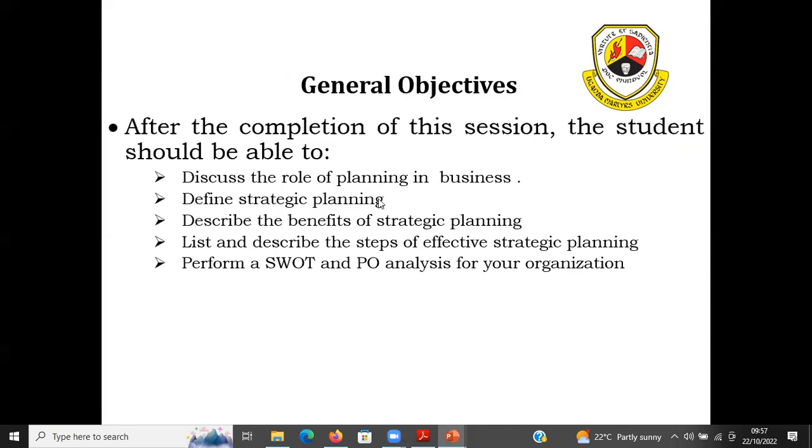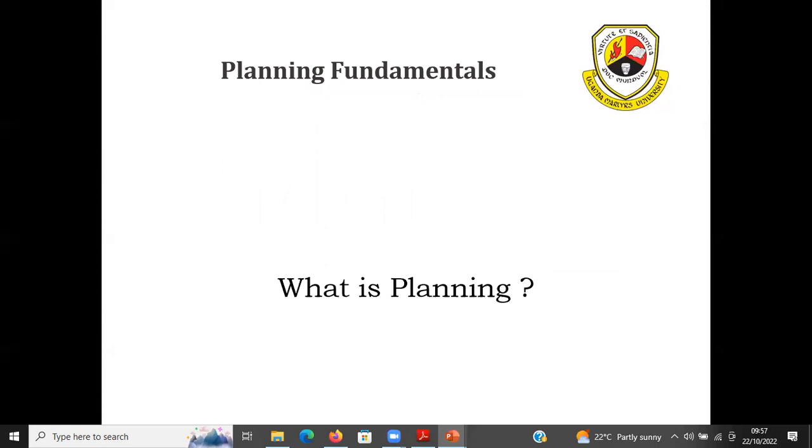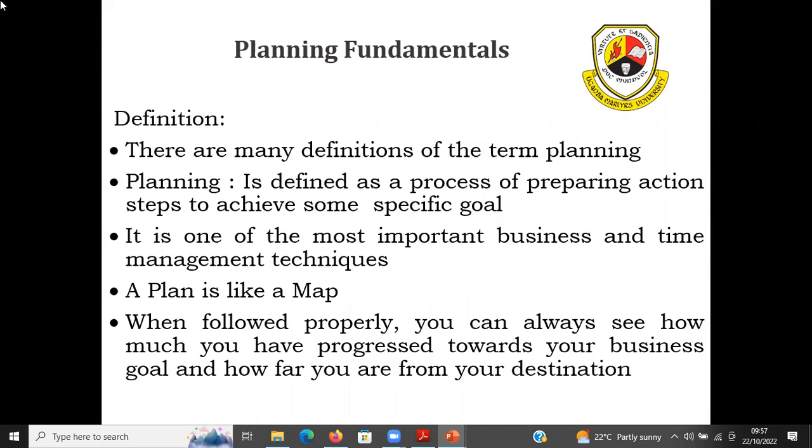Okay. We want to look at the role of planning, define strategic planning, then look at the benefits of strategic planning. We want to list and describe the steps for effective strategic planning and look at SWOT analysis. This we've done already before. I'm sure most of you have done this before. So the question is, what is planning?